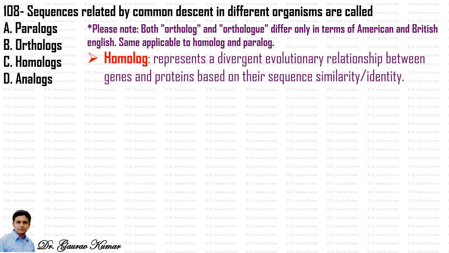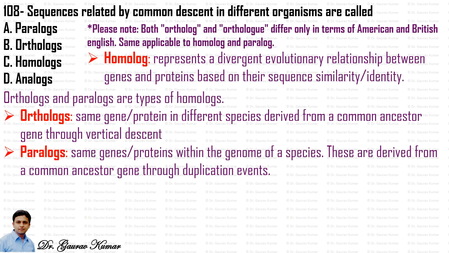So we will define the homolog. The homolog represents a divergent evolutionary relationship between genes and proteins based on their sequence similarity or identity. The ortholog and paralogs are types of homologs. The orthologs are the same gene or protein in different species derived from a common ancestor gene through vertical descent, and paralogs are the same gene or protein within the genome of a species. These are derived from a common ancestor through a duplication event.